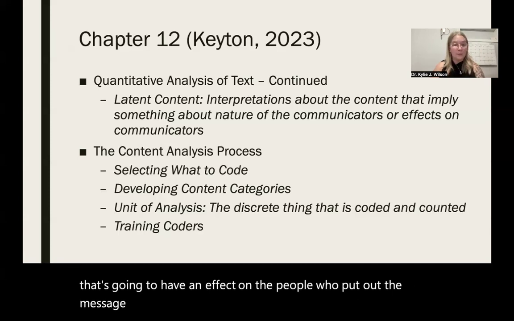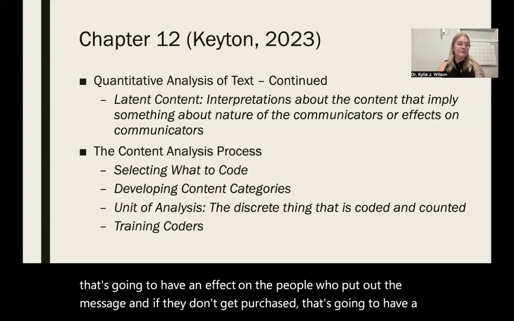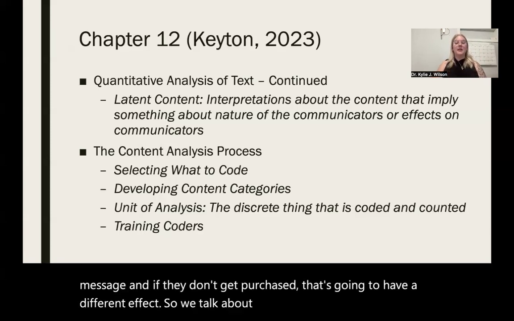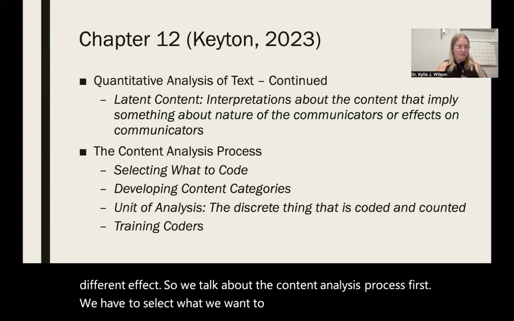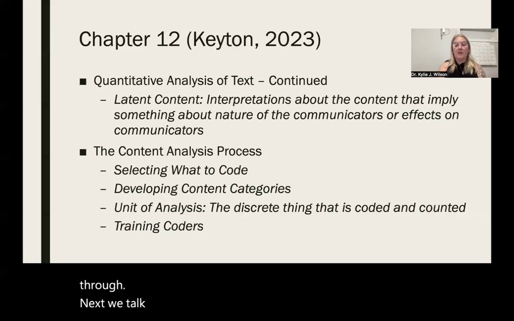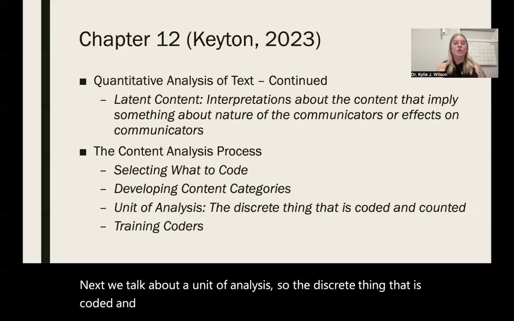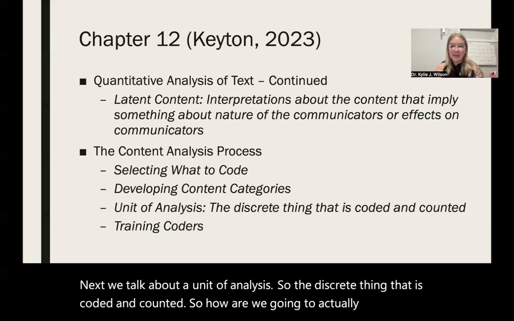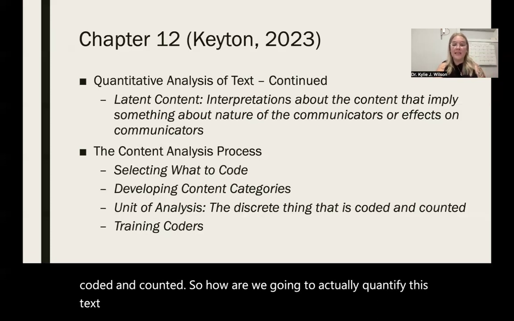And if they don't get purchased, that's going to have a different effect. So we talk about the content analysis process. First, we have to select what we want to code. Then we develop our content categories, so what we just went through. Next, we talk about a unit of analysis, so the discrete thing that is coded and counted. So how are we going to actually quantify this text or what we're seeing?